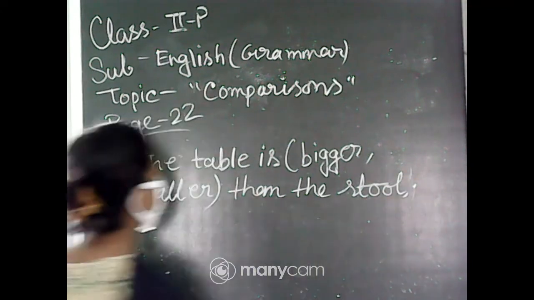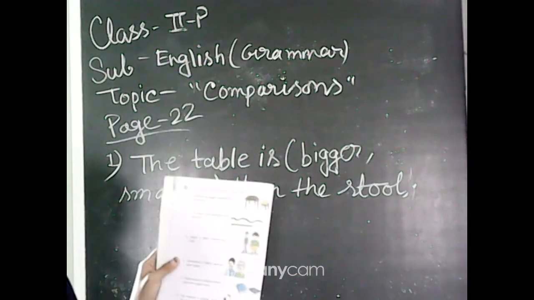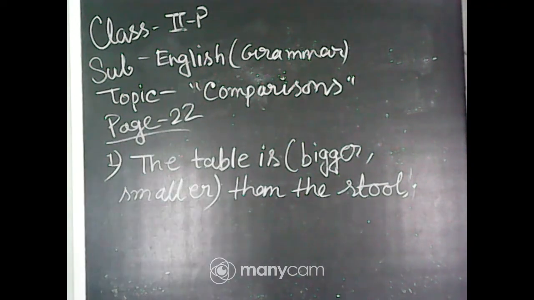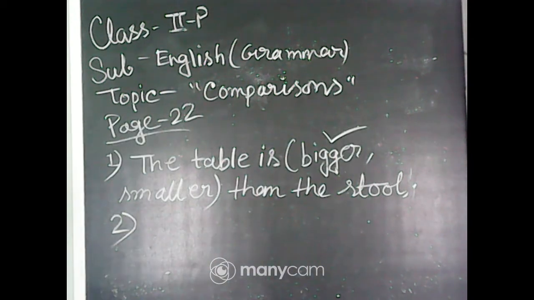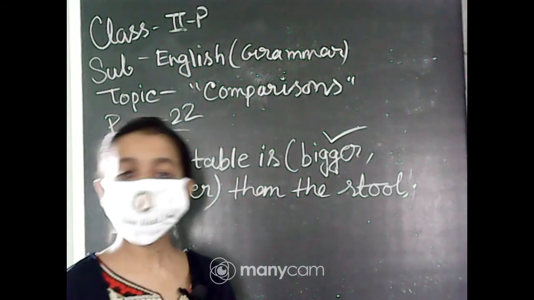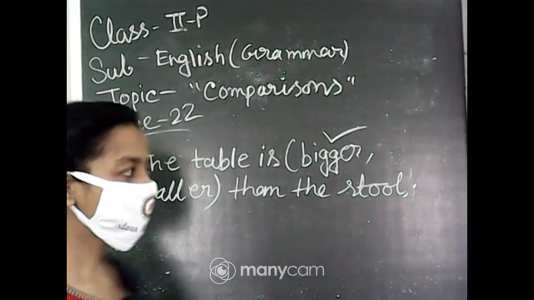So here what we can see in the picture, yes, it is bigger. The table is bigger. All of you are correct. Very good. Yes, Oshmi, Obirup, Snigdha, Shaptorshi. So the table is bigger than the stool. Now come to the second one. All of you will do this in your book. In your book you will mark it. Okay.